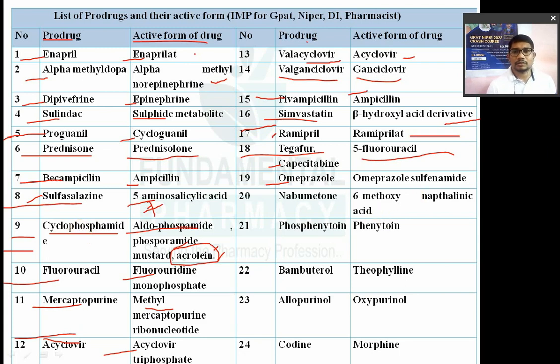So what is the active metabolite? Sulfenamide. Sulfenamide is the active metabolite. Sulfenamide is the active metabolite of all proton pump inhibitors. So omeprazole is converted into omeprazole sulfenamide derivative.